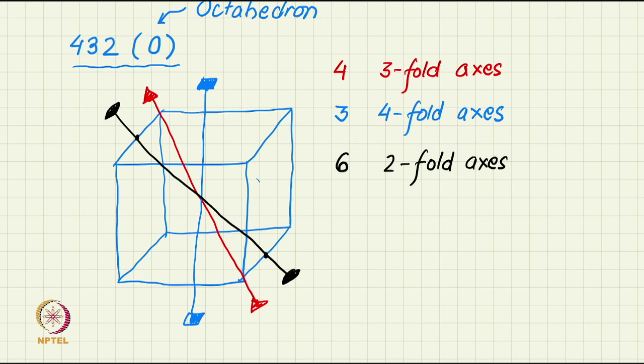So, number of operations. The 3-fold axis, we have seen that each 3-fold axis gives 2 non-trivial operations apart from the identity, and since there are 4 of these, we will have 4 into 2, 8 such 3-fold operations.